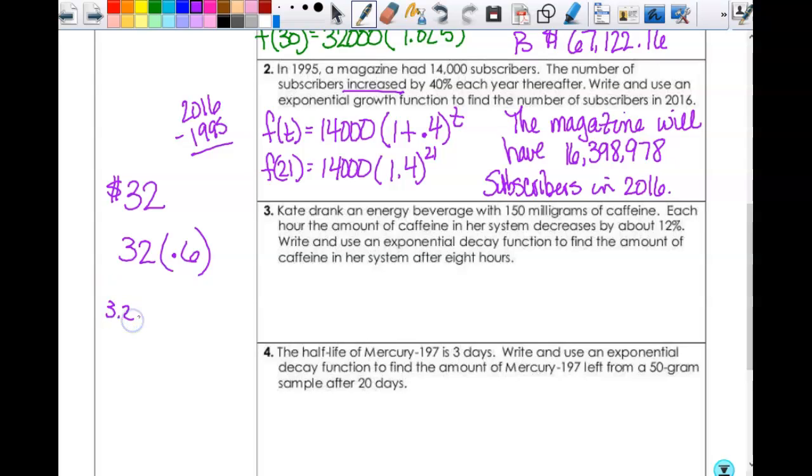3.2. You literally just move the decimal place, right? So it's a little bit more than $3. But it's 60% that I want. So 6 times 3 is a little 18, so this would be a little bit more than $18. 19.2. But if all you really need to know is it's a little bit more than $18, okay, yeah, I got that.